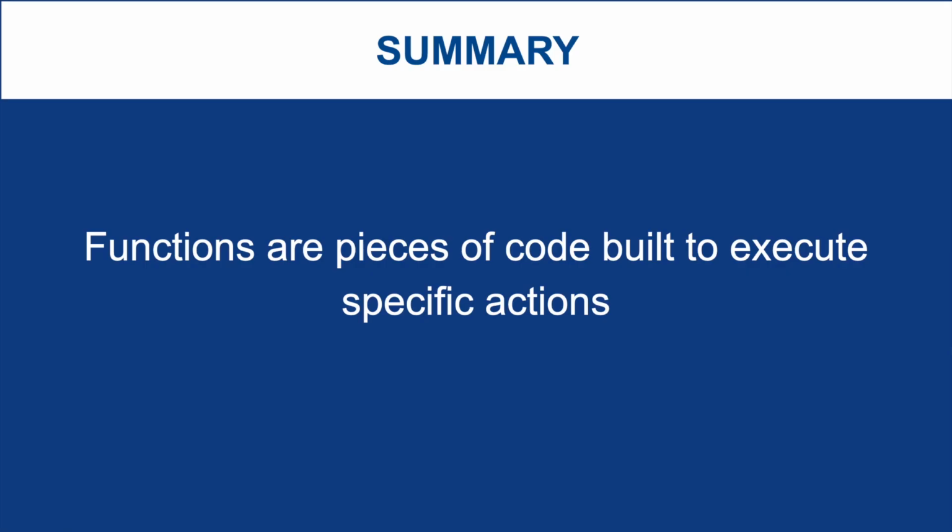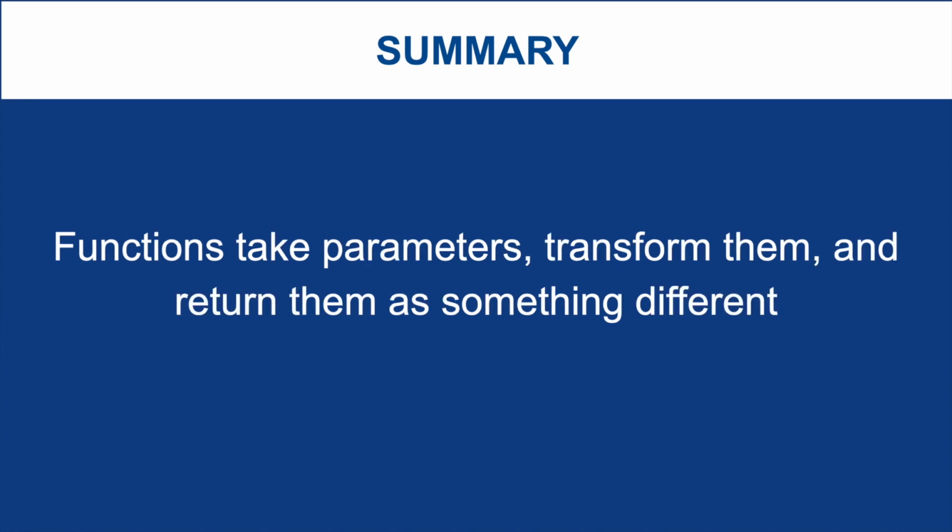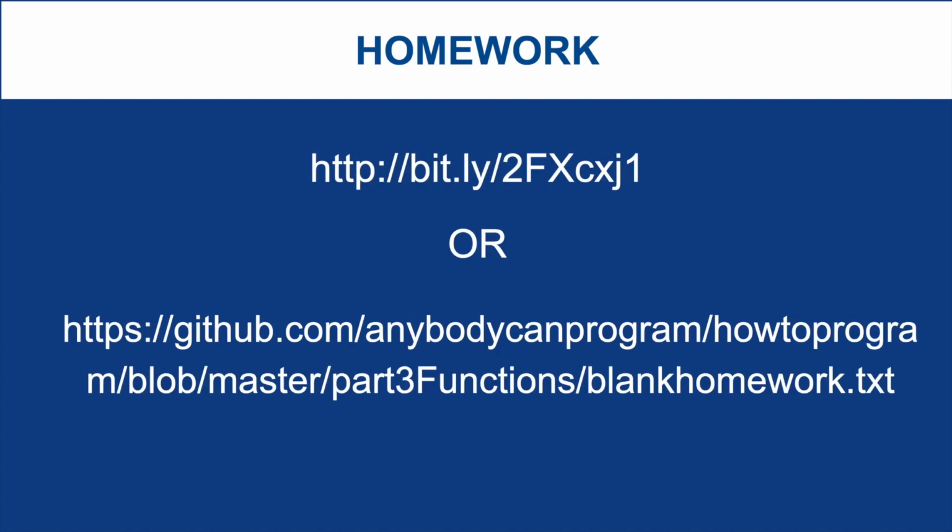So summarizing, functions are pieces of code built to execute specific actions. Functions take parameters like our initial investment or our sentences, then they transform them and then return them as something different. Remember, it could be the same data type, or it could be 2 different data types. So you could have a string coming in and then a Boolean coming out, or an int coming in, and then a date, for example, coming out.